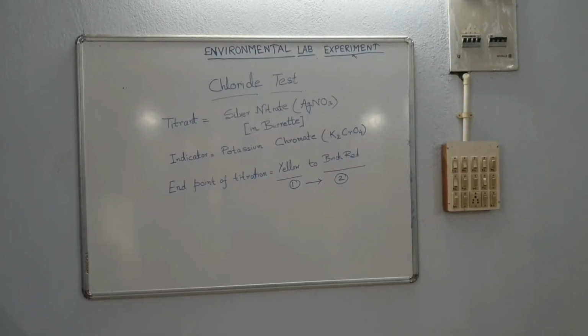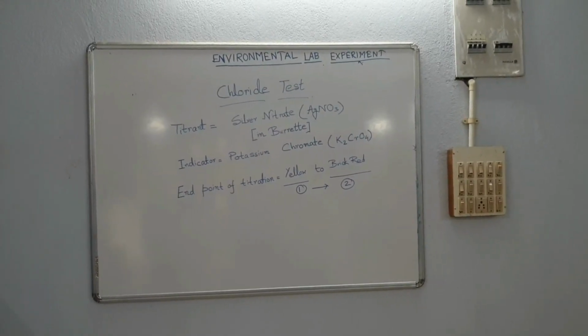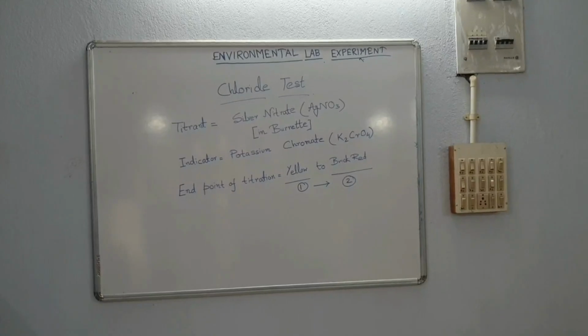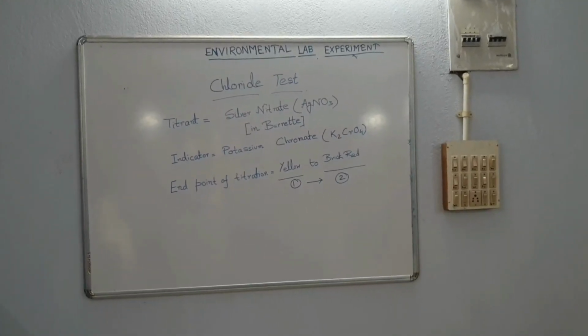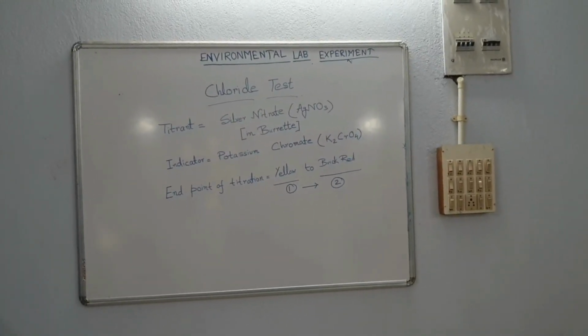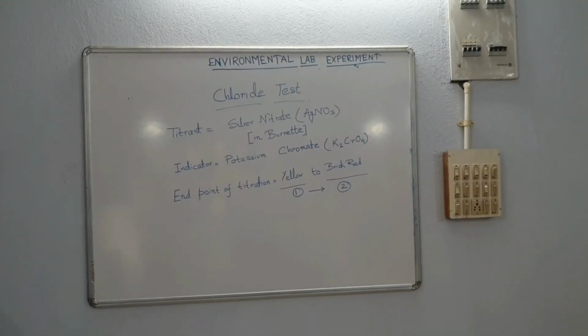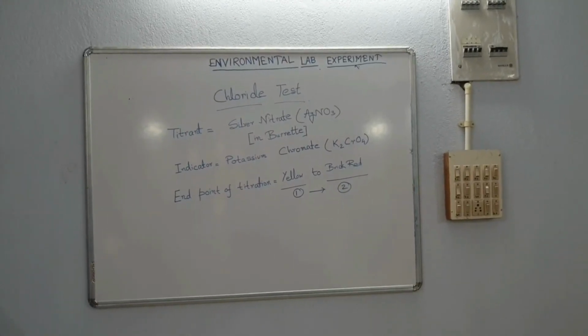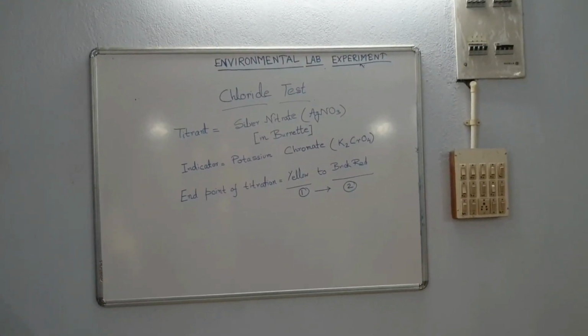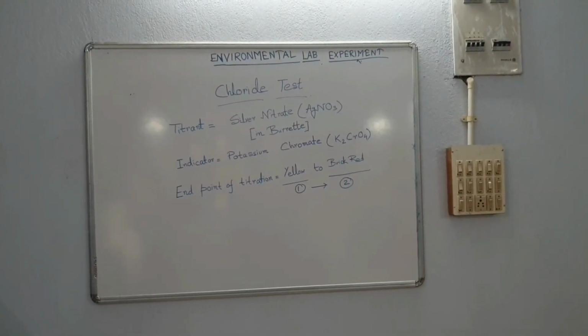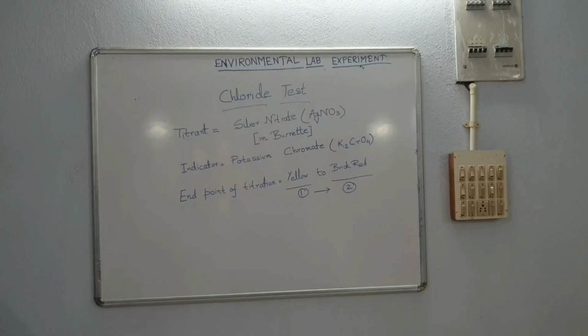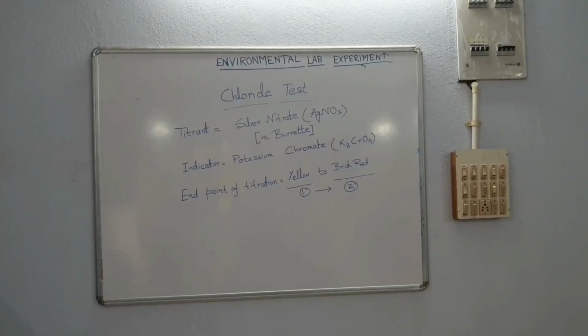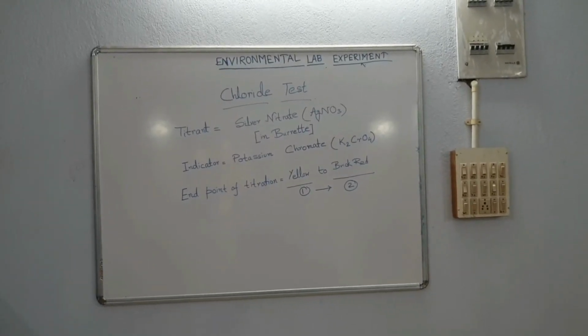Then the indicator to be used in this sample is potassium chromate, K2CrO4. Potassium chromate indicator will be used in the titration process. And then what will be the end point? Initially, on adding potassium chromate to the sample of water whose chloride has to be determined, the initial color will be yellow, and after titrating with AgNO3 solution, it will turn into brick red. So the end point has been written categorically on the board. You see, yellow color to brick red color.